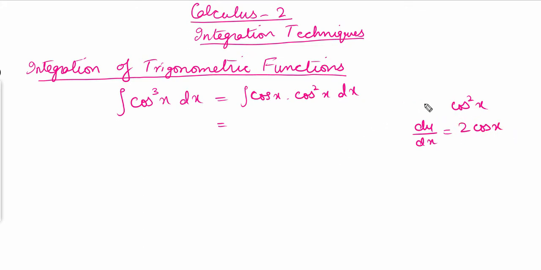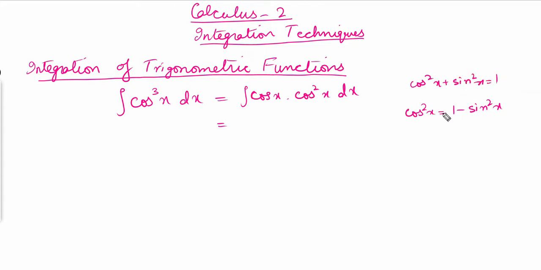Well, we don't do the substitution for this one. Basically we will replace cos square x by 1 minus sine square x, because there's a trigonometric identity that says cos square x plus sine square x is equal to 1. So cos square x becomes 1 minus sine square x, and it will become the integration of cos x times 1 minus sine square x dx.